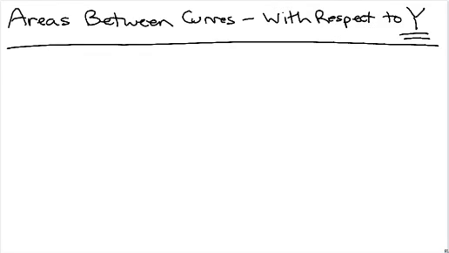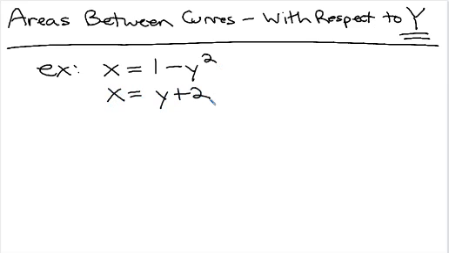All right, today we need to find the area between curves when we're working sideways. Let's say that I had this example. We've got x equals 1 minus y squared. Our other function is x equals y plus 2. y equals 1. y equals negative 1.